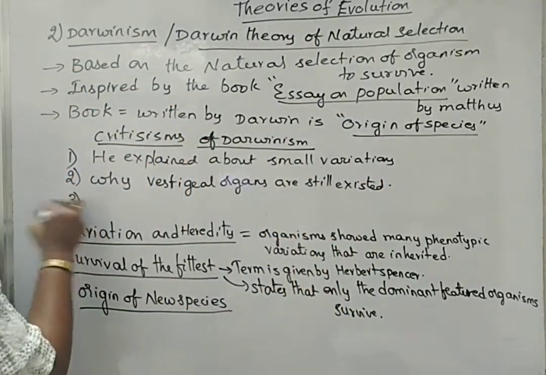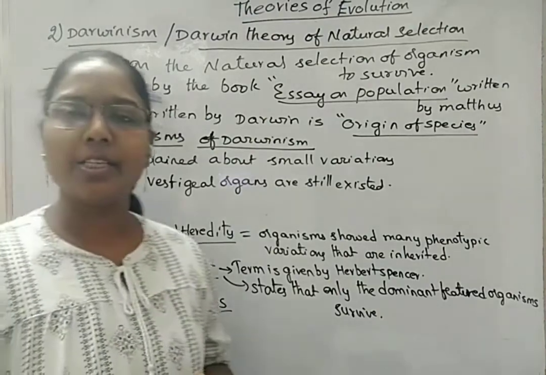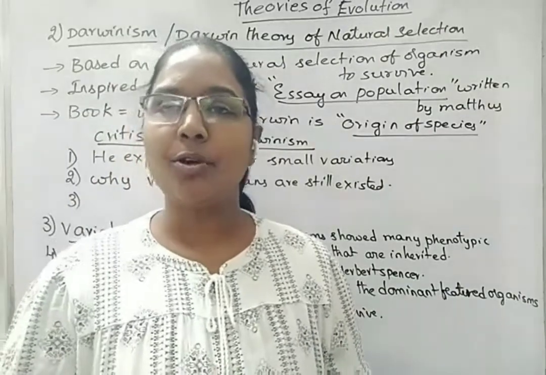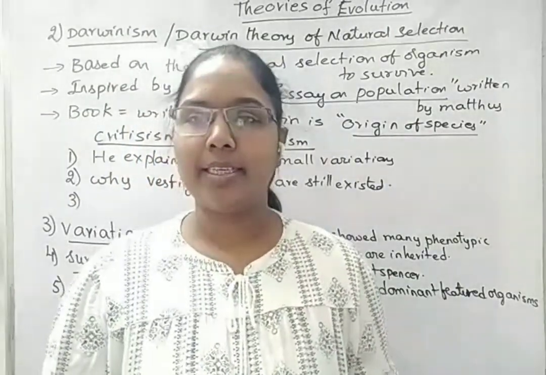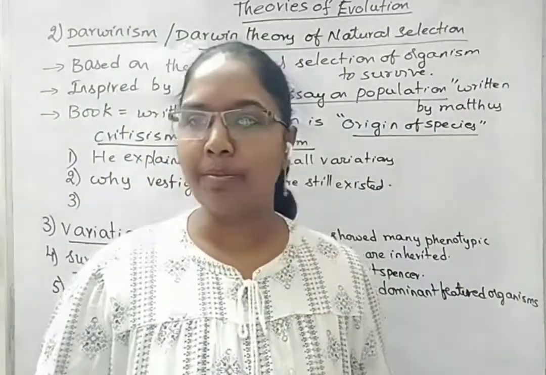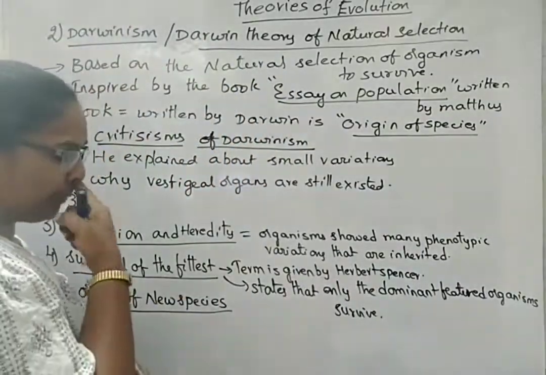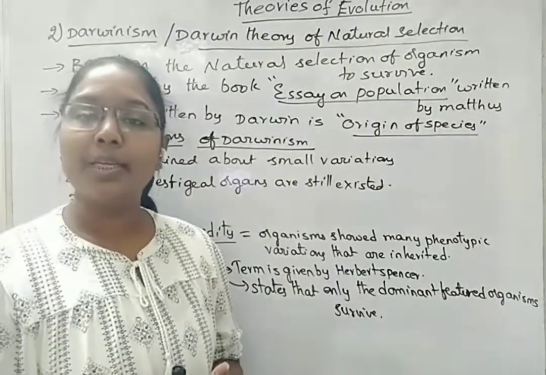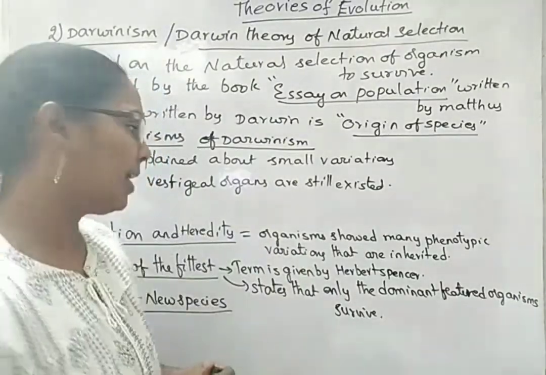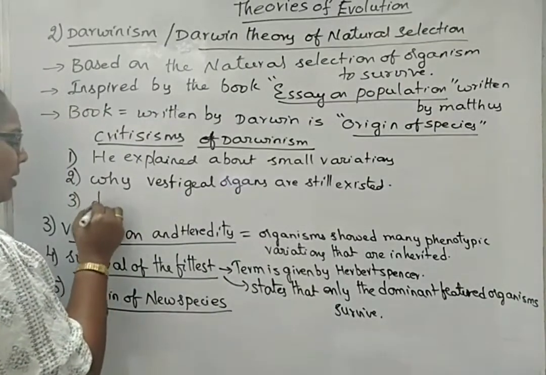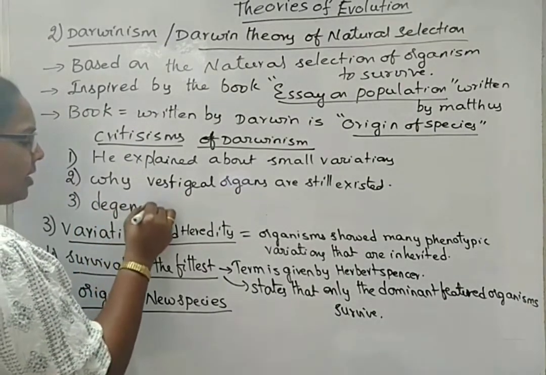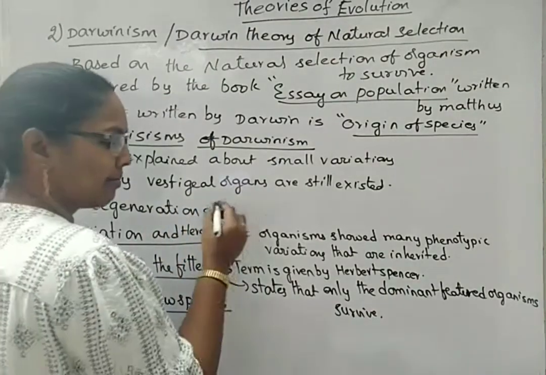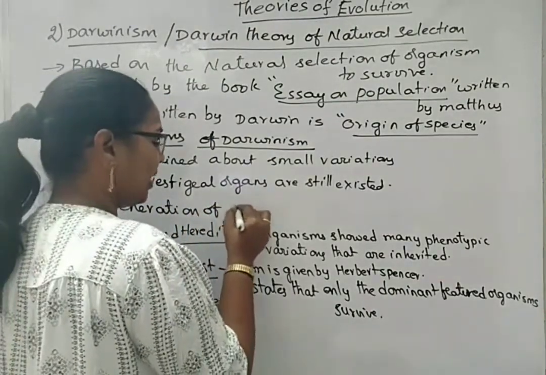Next, third type of criticism is degeneration of a particular character. For suppose if you take the wings of kiwi, those are degenerated. Now kiwi has become flightless bird. So why such type of degenerating changes has occurred in the organisms? That was also not explained by Darwin. So third criticism is degeneration of particular acquired characters.